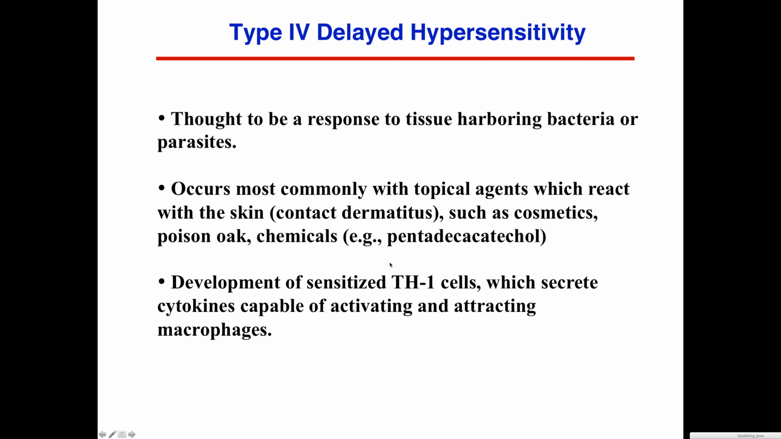Okay, what we're going to do now is take a look at type 4 hypersensitivity, the last of the hypersensitivities that we're going to discuss. Now, this, as the name implies here at the top, is referred to as delayed hypersensitivity. The other three previously, to remind you, are the immediate hypersensitivity reactions. And these are thought to possibly be a response to tissue harboring bacteria or parasites.